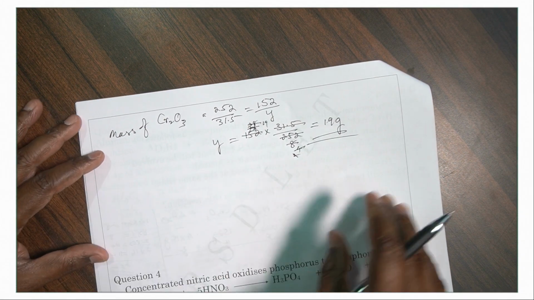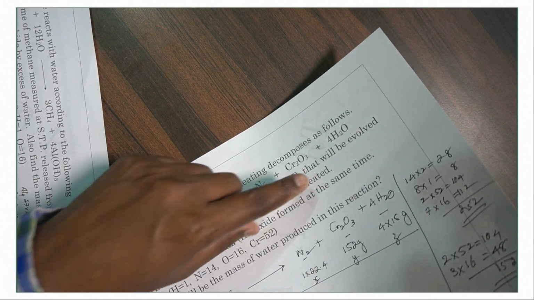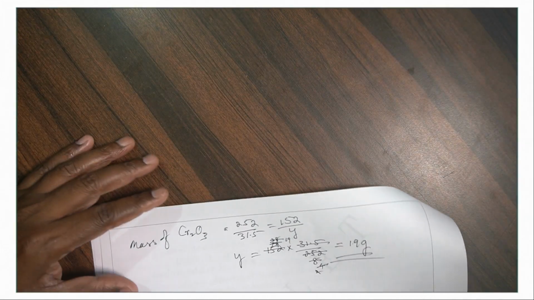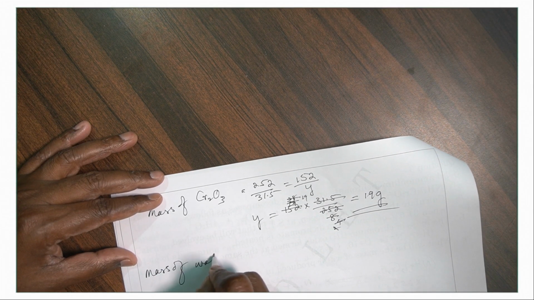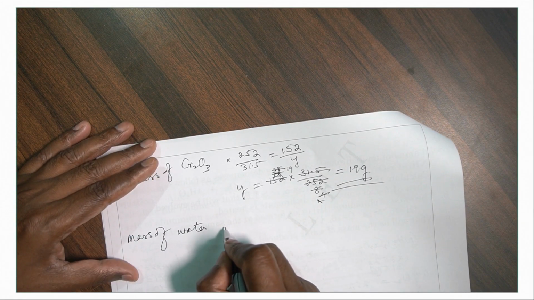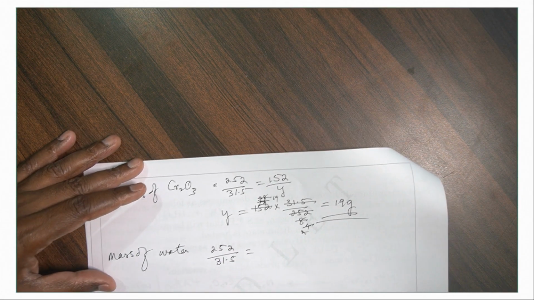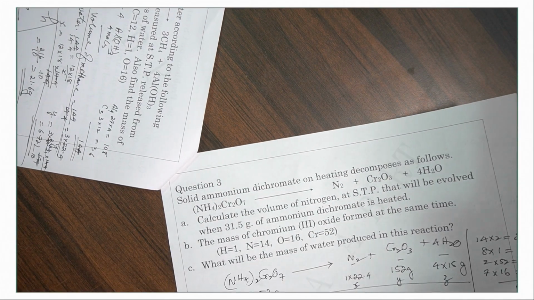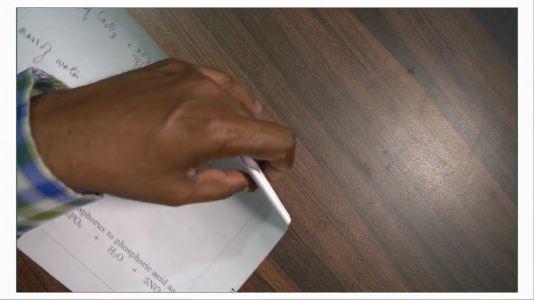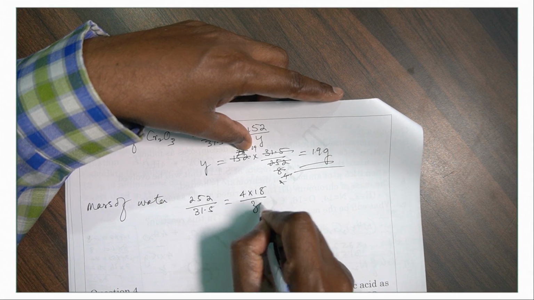And then the last part of the question is, what will be the mass of water produced? Mass of water. Again the ratio will be 252 upon 31.5. This will always remain because that is the value given on both sides. Now water will be 4 into 18 upon Z.